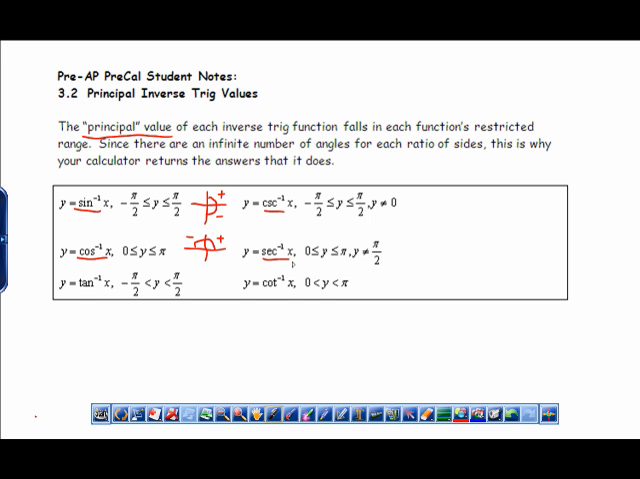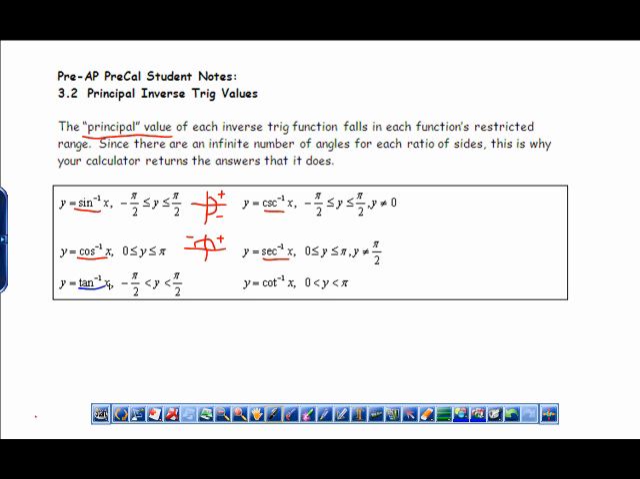And arc secant is just like arc cosine. We have this little exception here for the asymptote, but it won't change the restricted range. All right, now for tangent and cotangent, it's a little bit different because they don't follow the same rule.